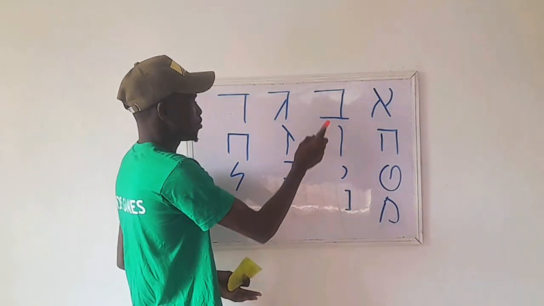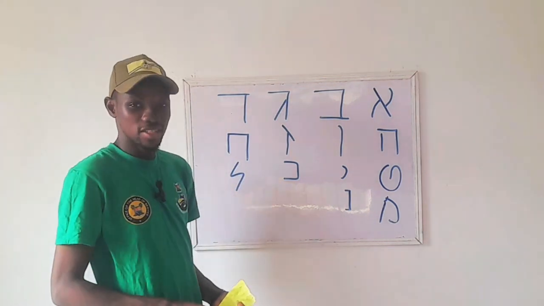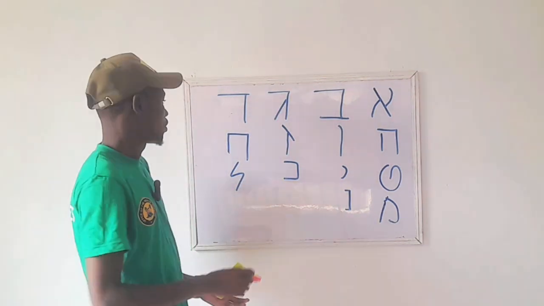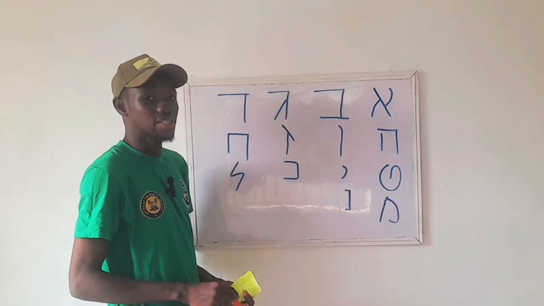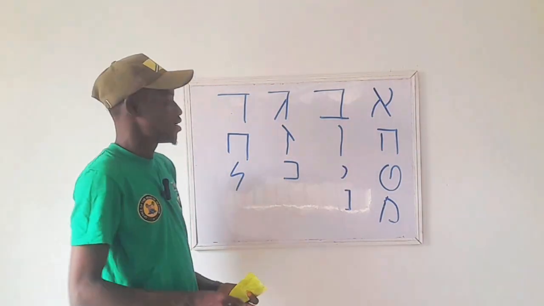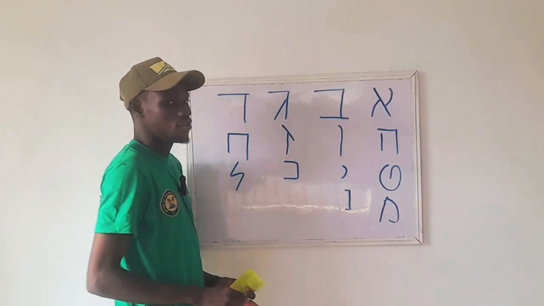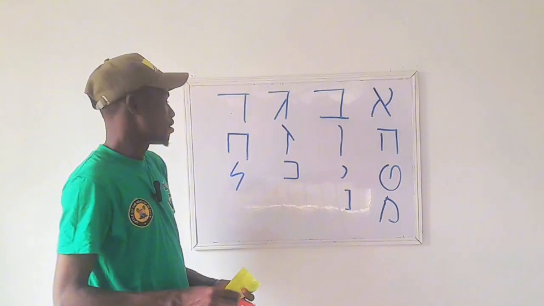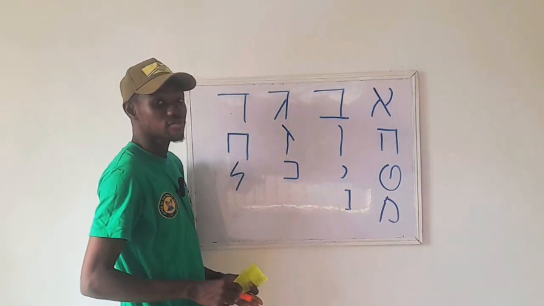Aleph. Number 2 is what? Bet. Number 3 is what? Gimel. Number 4 is what? Dalet. Number 5 is what? Hey. Number 6 is what? Vav. Number 7 is what? Zayin. Number 8 is what?